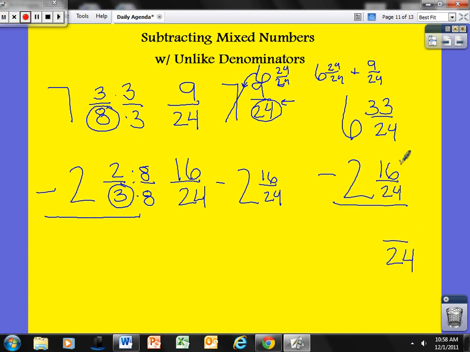16 is 4 away from 20. 20 is 13 away from 33. 13 plus the 4, that gives me 17. So 6 minus 2 is 4. That is 4 and 17/24. 17 is a prime number. Its only factors are 1 and 17. 24 is not a factor of 17, so there's nothing I can reduce. So that is my final answer.